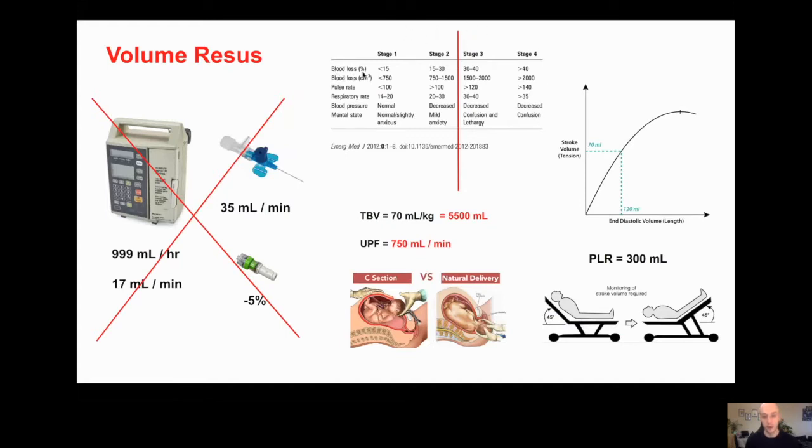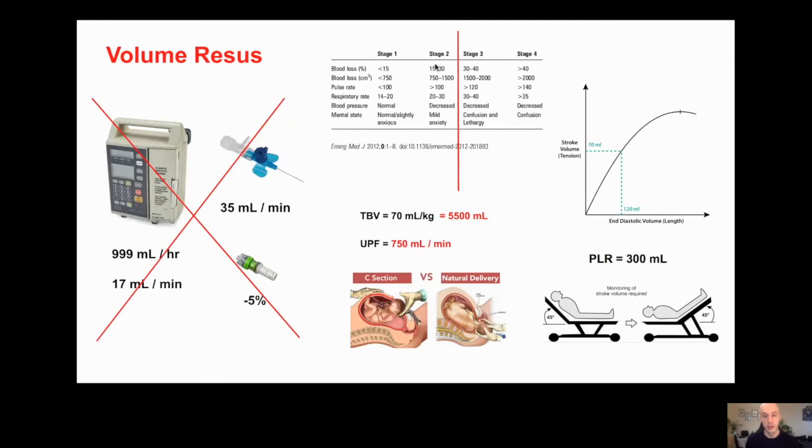And you can see in the first row, this is the amount of blood loss. So the typical adult has got 70 mils per kilo of total blood volume. So for me, 70, 80 kilos, that's 5.5 litres. You can see that if we've lost less than 15% of that, which is just under a litre, you won't have any physiological change. The first thing that changes is your respiratory rate goes up.